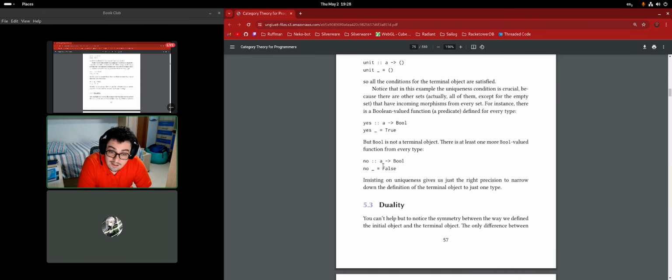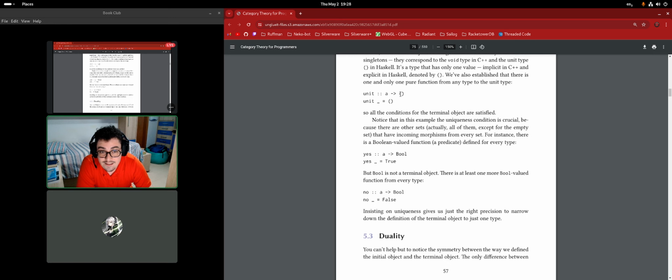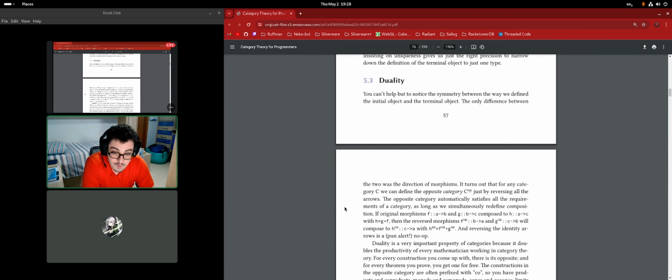And then we have a counterexample here, because you may say, why does this need to be unit? Why not bool? The reason is that you can have two morphisms here and they are not the same, which means it is not terminal. Which is cool. Then we're going to go to duality.